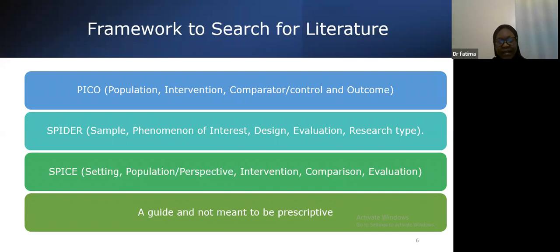Then there is the SPIDER and the SPICE, which mostly qualitative and mixed method research use. And these also, you don't have to follow them. They are just a guide. If you have a study that does not follow this framework, it doesn't mean that the study is not a valid one. This is just supposed to guide your search.